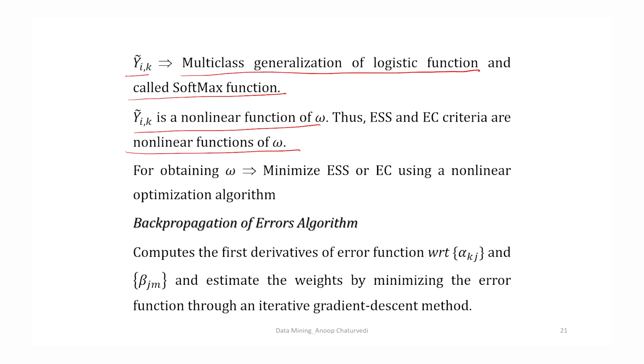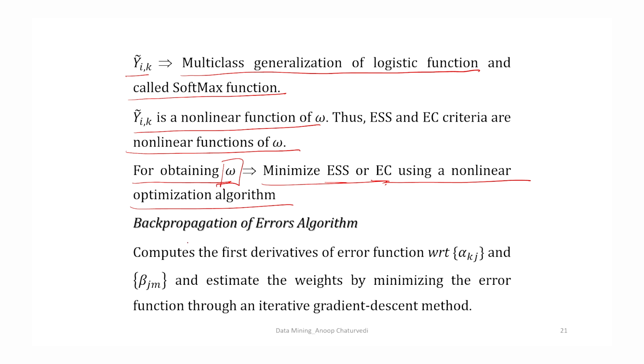So, for obtaining omega, basically what you have to do is minimize ESS or EC, and then of course, you won't get simple solutions. So, you have to apply non-linear optimization algorithms. We obtain the values of omega by using the non-linear optimization algorithms, and using these we minimize ESS or EC, and we estimate omega.